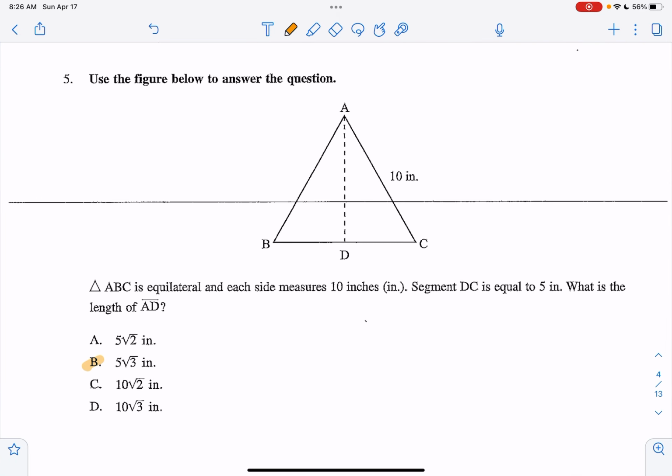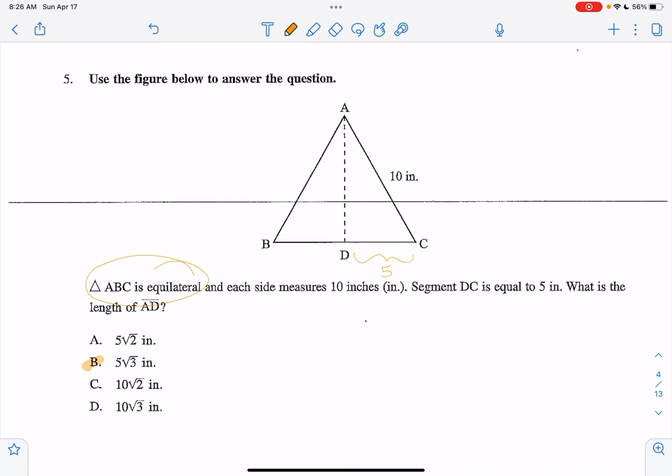Next, for number 5, use the following figure to answer the question. Triangle ABC is equilateral, and each side measures 10 inches. Segment DC is equal to 5 inches. What's the length of AD? You know that DC is equal to 5, and this is equilateral.